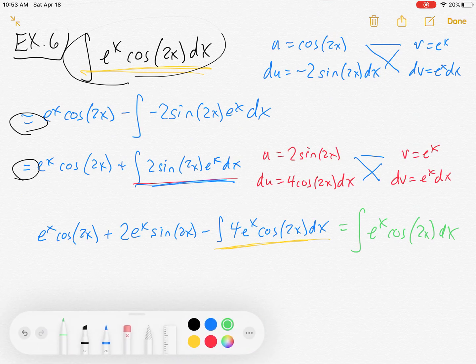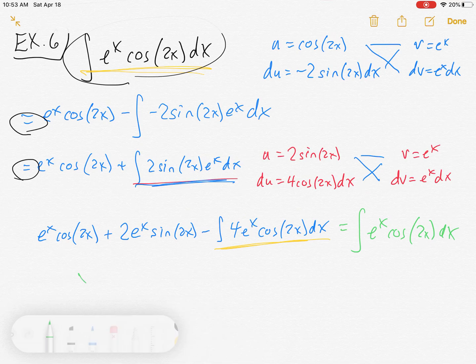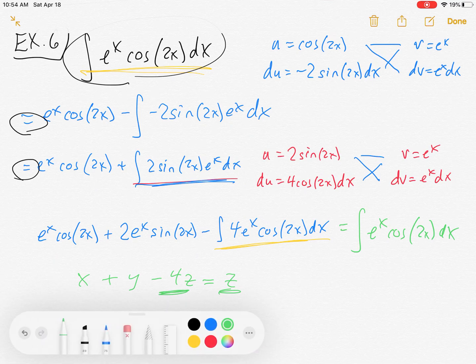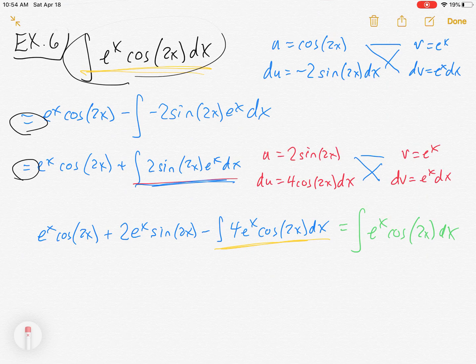So look at that expression on the bottom of the page there. What could you do? This might remind you of an algebra problem. I'm going to write this and then erase it. Like, I don't know, x plus y minus 4z equals z. Couldn't you combine those like terms? And that's what we'll be able to do here as well. I can combine those like terms. This is a crazy, crazy move.